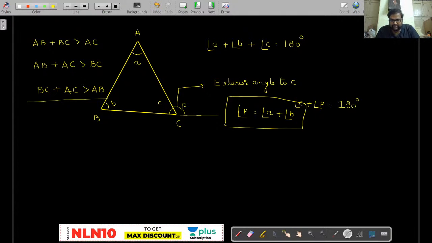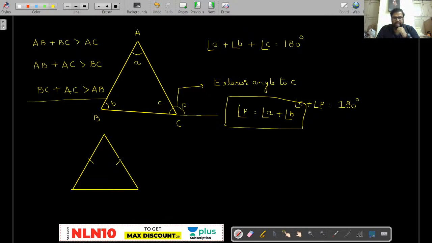Now the first different type of triangle I will be explaining is the isosceles triangle, right? Now what is this isosceles triangle? Isosceles triangle means two sides of a triangle are equal, right? Now this is the point. What is the point that you have to know here?